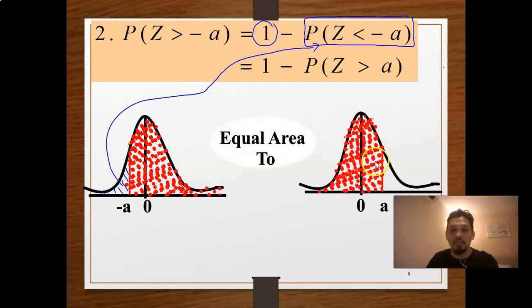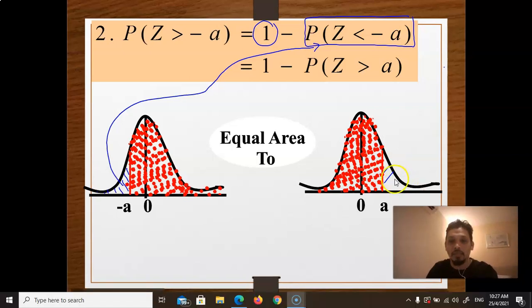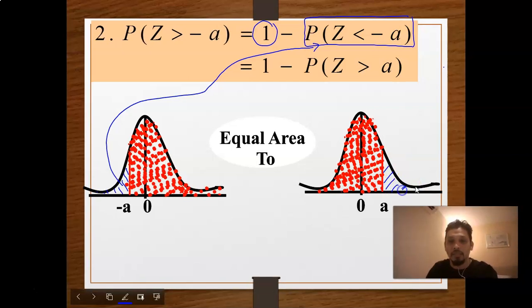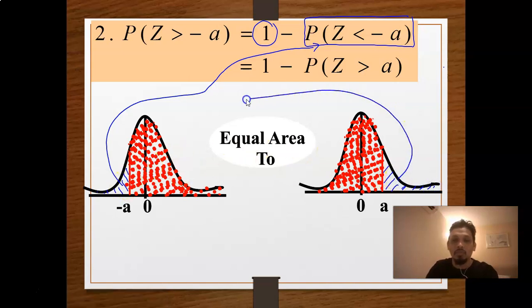Just imagine that if I bring this red dots area to the left side, this area is equal to this area. They are equal. Okay, so we use this calculation.